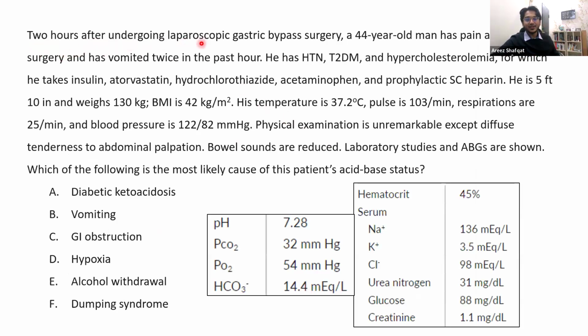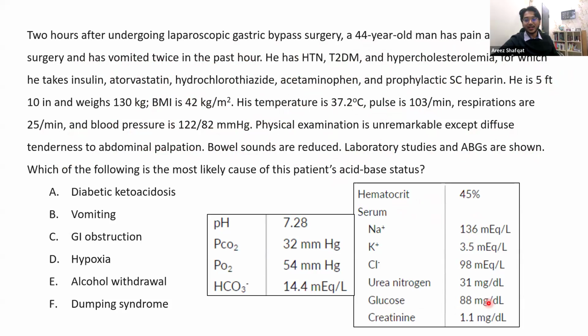So 2 hours after undergoing laparoscopic gastric bypass surgery, a 44-year-old man has pain at the site of surgery and has vomited twice in the past hour. He has hypertension, type 2 diabetes, and hypercholesterolemia, for which he takes a bunch of medications. He takes acetaminophen. He's morbidly obese. His temperature is 37.2. He is tachycardic, tachypneic, and normotensive. Physical examination is unremarkable, except diffuse tenderness to abdominal palpation. Bowel sounds are reduced. Laboratory studies and ABGs are shown.